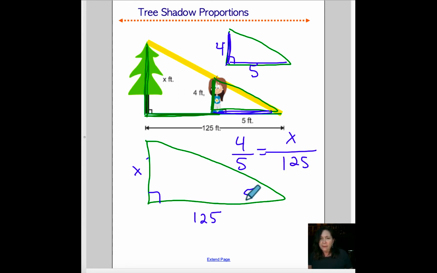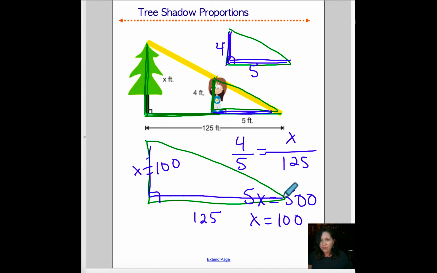So we're going to go 5x equals 125 times 4, right? That's going to be just 500. And then we're going to divide by 5. I get x equals 100. So that means that the height of this tree is 100. And that was creating two ratios, like we had 4 is to 5 as x is to 125.